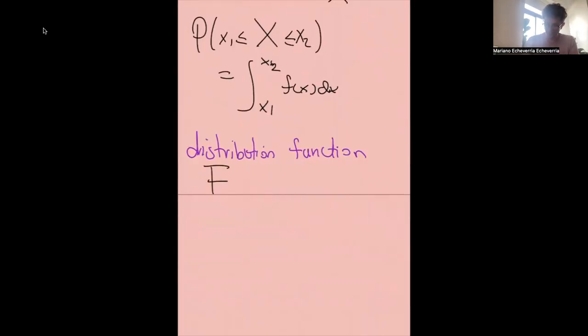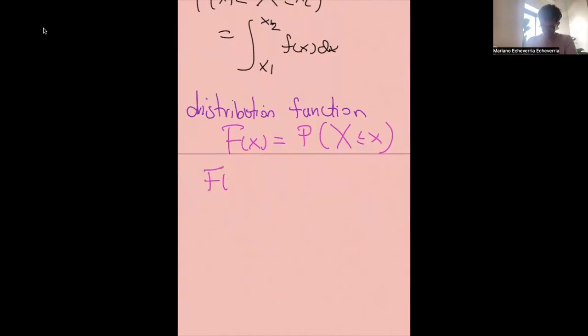Which is usually given the name uppercase F. That's just the probability that the random variable is less than or equal to x. If you write that as an integral, it just means I'm fixing the upper bound. Strictly speaking, if you want to write it directly as an integral, it's the integral from minus infinity to x of f of x dx.